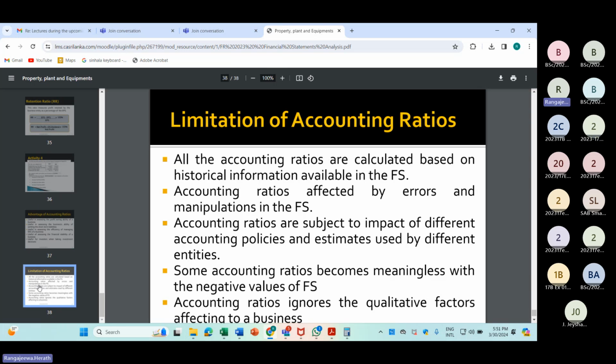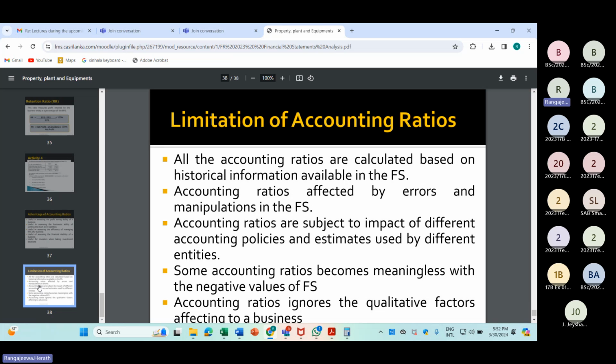But you should know there are certain limitations of these ratios. Ratios are useful, but when we are using them, you should know some limitations are there. One limitation is that all these ratios are calculated based on historical information available in the financial statements, past information. So it's about the past, but we are taking decisions about the future. That's a limitation. Accounting ratios we calculate based on publicly available financial statements, not budgeted information.